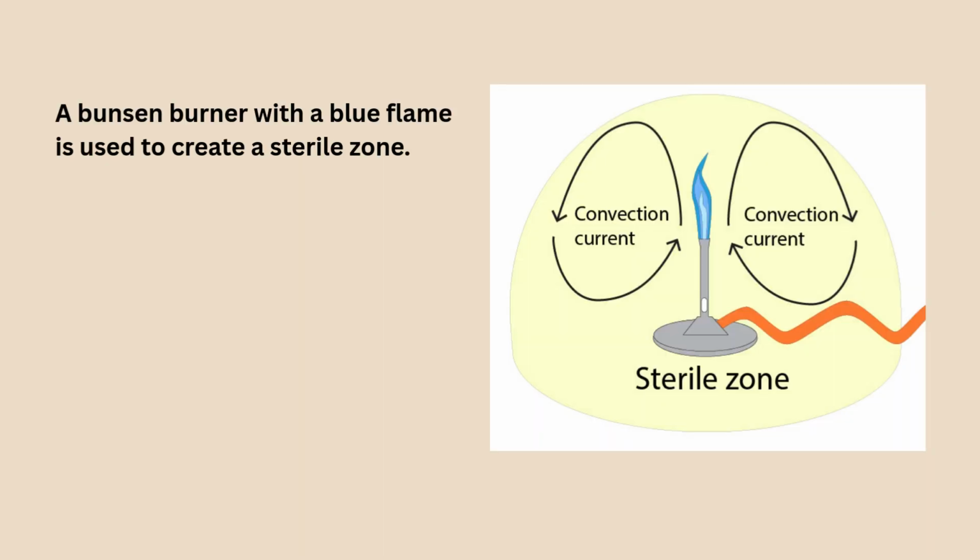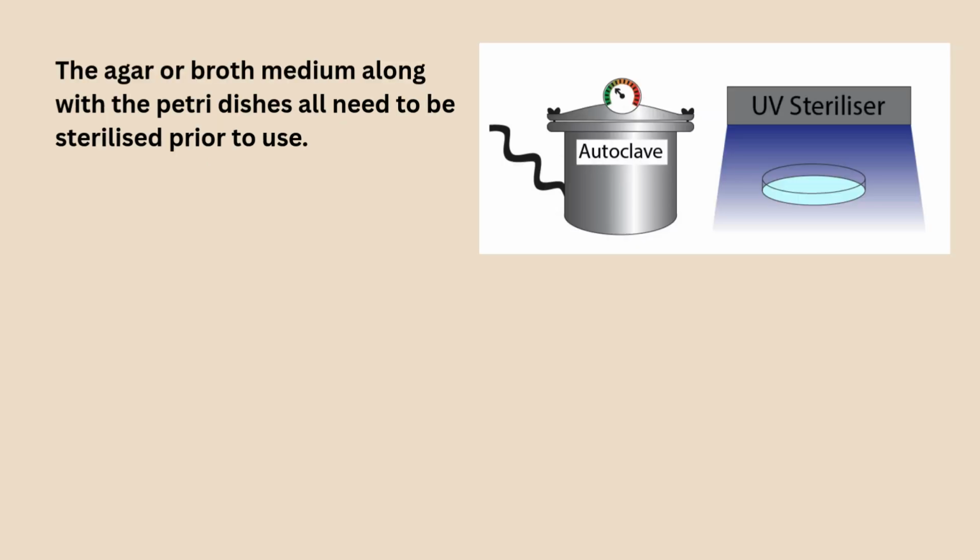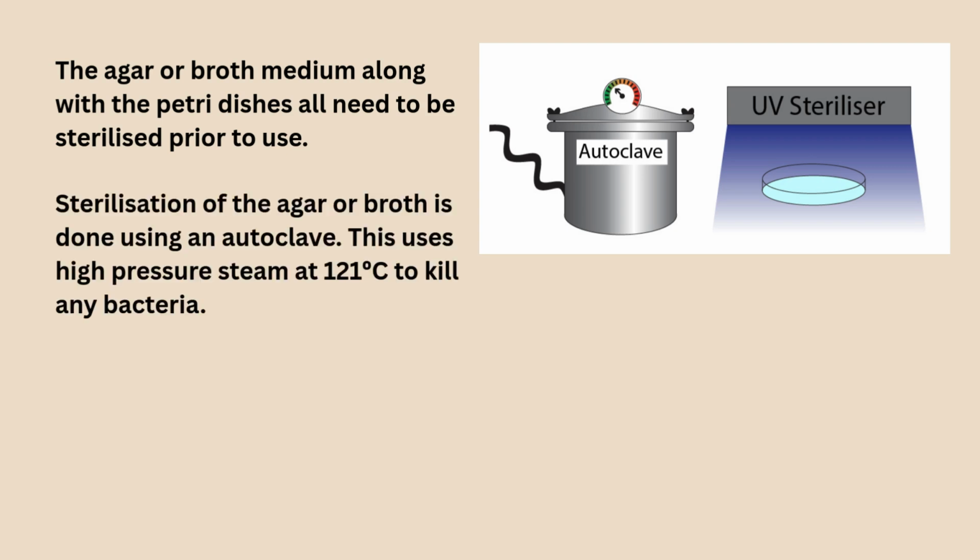A Bunsen burner with a blue flame is used to create a sterile zone, the area around the Bunsen burner flame, where the rising convection currents help keep airborne microbes and dust away from your work. The agar or broth medium, along with the petri dishes, all need to be sterilized prior to use. Sterilization of the agar or broth is done using an autoclave.